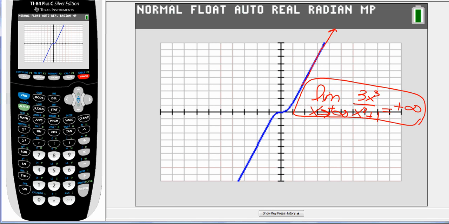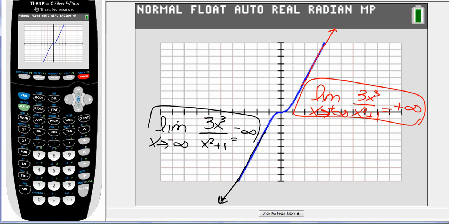The left side in this case, as I move off the left side of the graph, I continue to go down and down and down. So my limit as my x's get smaller or approach negative infinity, again, that's just telling me you're moving off the left side of the function 3x cubed over x squared plus 1. My y values are getting smaller and smaller because I'm moving down. So my y values are at negative infinity.